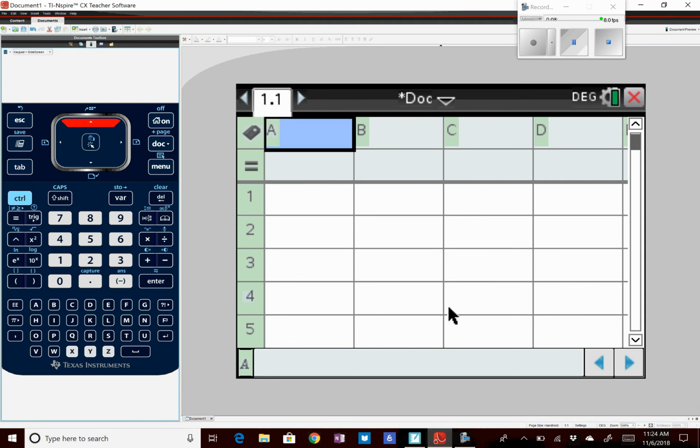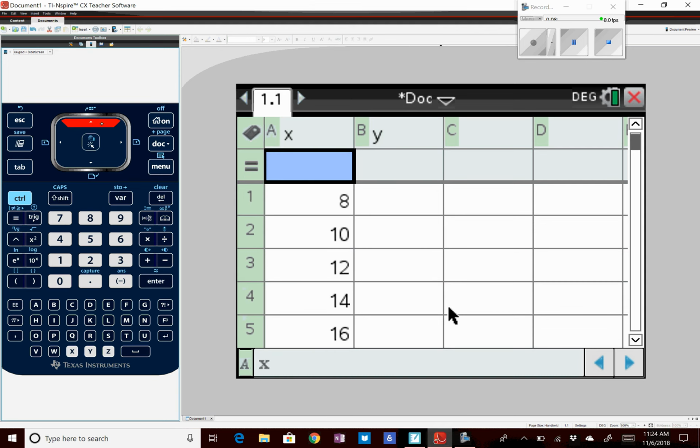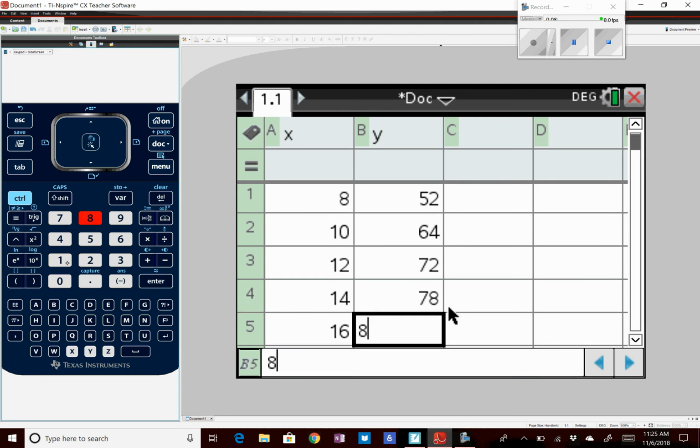So again, label your columns. All right, so we had 8, 10, 12, 14, 16, and 18. For the temperatures, 52, 64, 72, 78, 81, and 76.